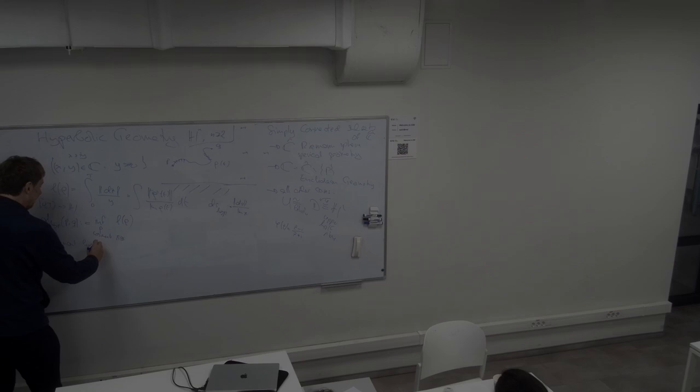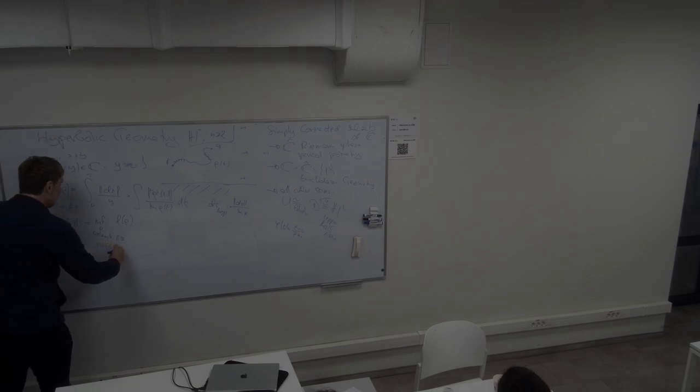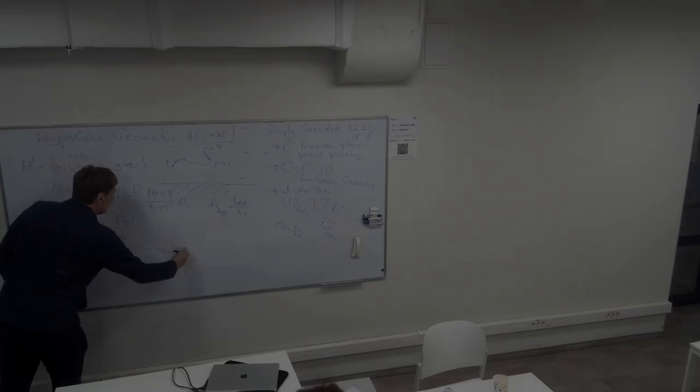And this distance is invariant by translations, that shouldn't be a surprise. Z goes to Z plus A, where A is real. If we have a horizontal translation, then the hyperbolic distance does not change.